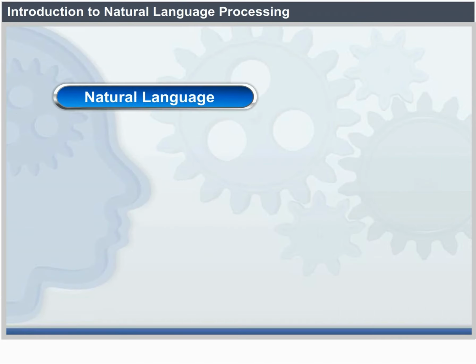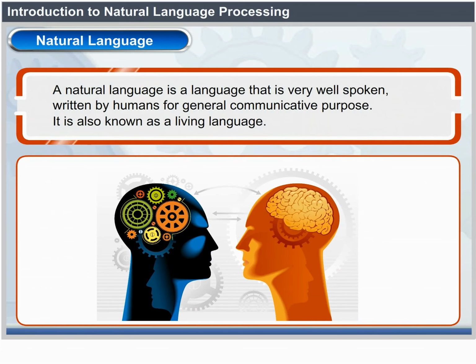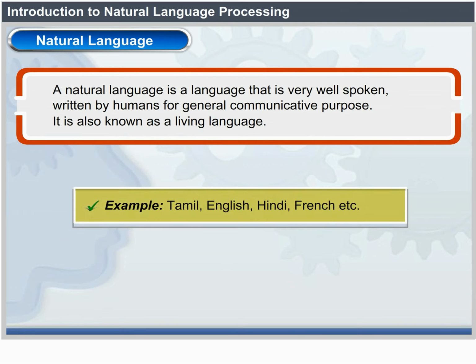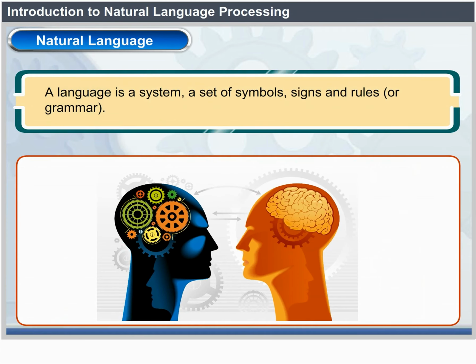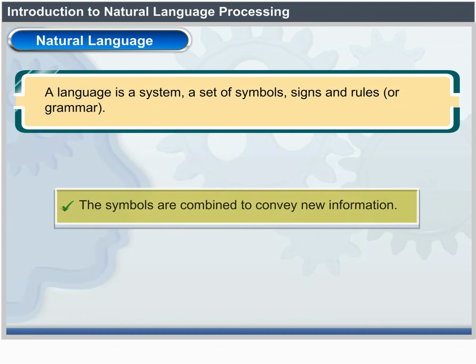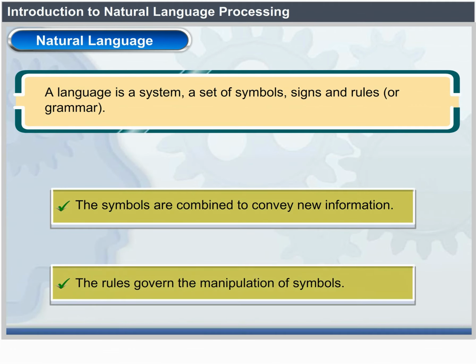Natural language. A natural language is a language that is spoken and written by humans for general communicative purposes. It is also known as a living language. Example: Tamil, Hindi, English, French, etc. A language is a system, a set of symbols, signs, or grammar. The symbols are combined to convey new information. The rules govern the manipulation of symbols.